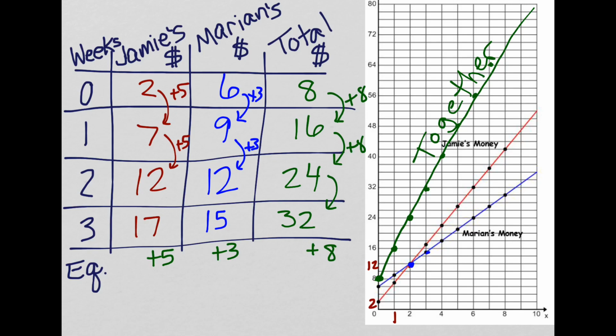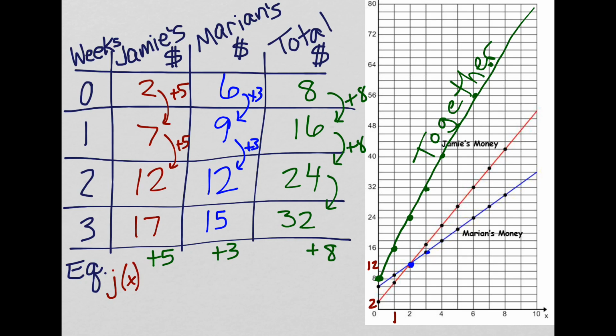We could write equations to represent each of these. Let's do equations. Let's start with Jamie. In the beginning, Jamie had $2. Remember, think way back to linear equations that we did in Unit 3, or even like arithmetic sequences. You could think about those. So we could say f of x. I'm going to say j of x. What? Because Jamie's money, j of x.